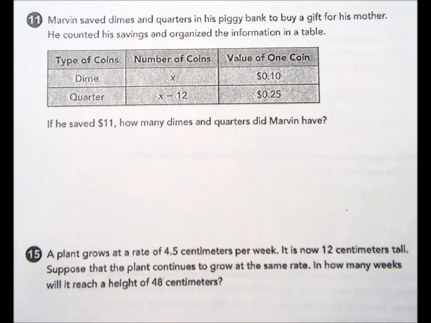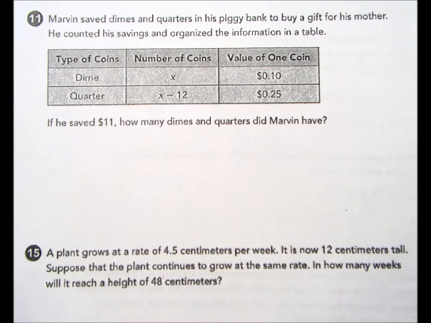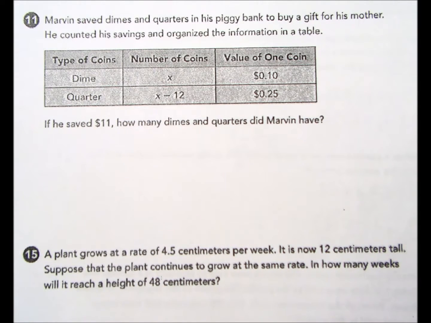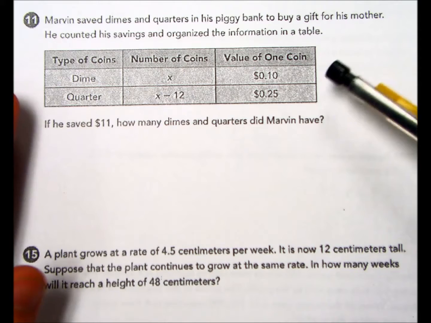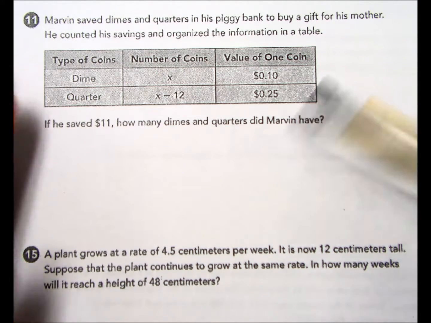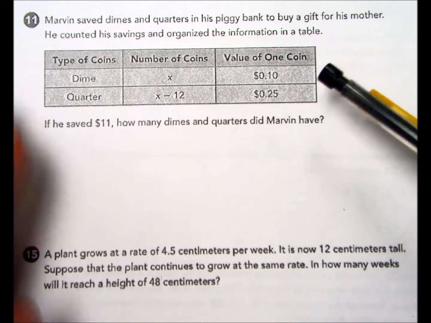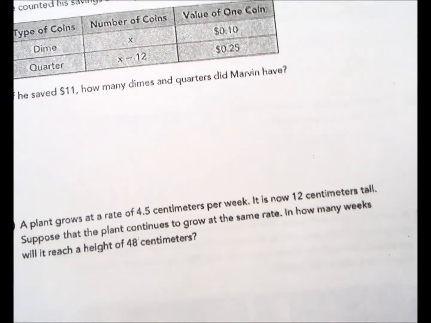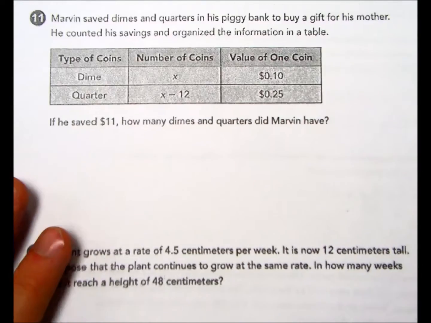Okay, in this problem number 11, we have Marvin saved dimes and quarters in his piggy bank to buy a gift for his mother. Maybe he's buying her a nice pack of Pokemon cards or something really nice. He counted his savings and organized the information in a table, as one does. So this problem really helps you out because it gives you the table to start with. And it's very similar to the one we just did in number 9. Number 9? Yes, number 9, if you watch that video.